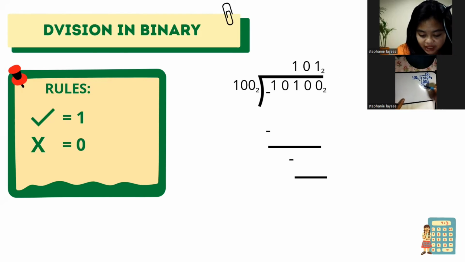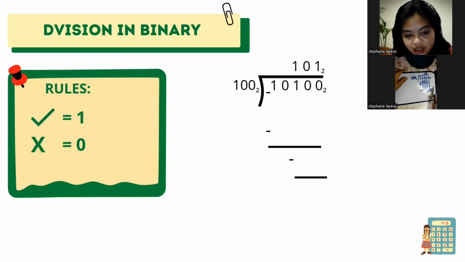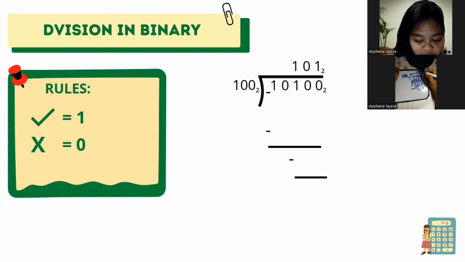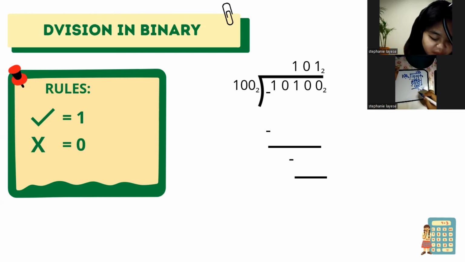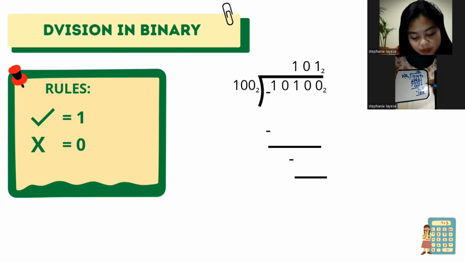So we will subtract this 3 0. We have 0 minus 0 equals 0. 1 minus 0, we have 1. And then we bring down this 0 here. And then 1 divided by 100, I mean 100 divided by 100. We got 1 because it can be divided. Then 1 times 100, we have 100. And then if we subtract that, we got 0, 0, 0.